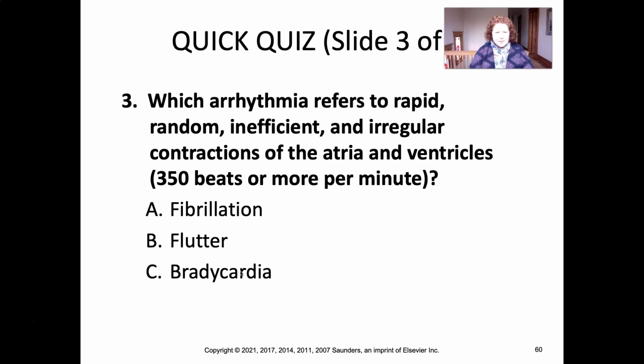Which arrhythmia refers to rapid, random, inefficient, and irregular contractions of the atria and ventricles, getting up to 350 beats or more per minute? Well, it's definitely not C because Brady means slow. So I'll leave you to figure out if a flutter or a fibrillation is worse. I think it should be easy to tell.